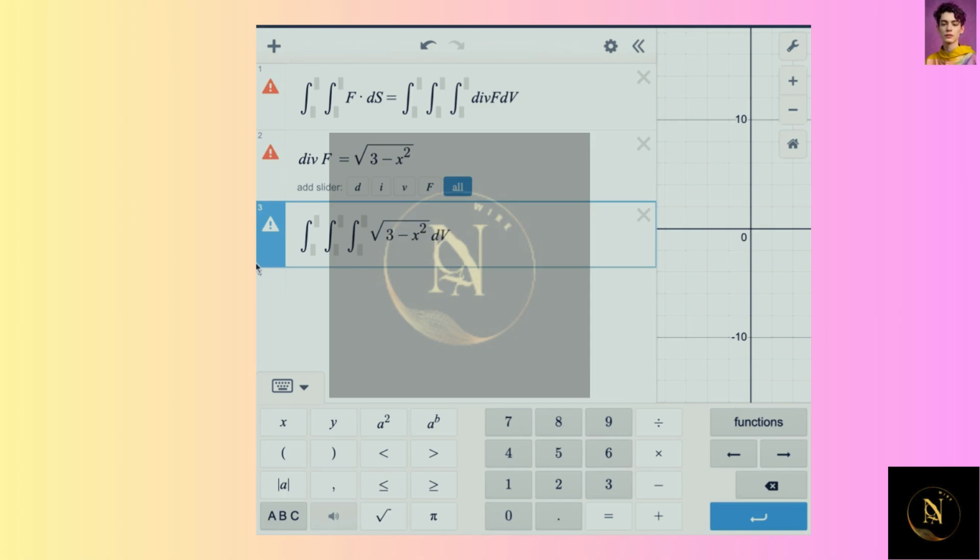Then we want to define x, y, and z, their bounds. This is probably the most challenging part. We know that dV will be dz dy dx. Our z bounds are going to be from 0 to 2 minus x to the fourth minus y to the fourth. Our y bound will be from -1 to 1, and our x bound will be from -1 to 1 as well.